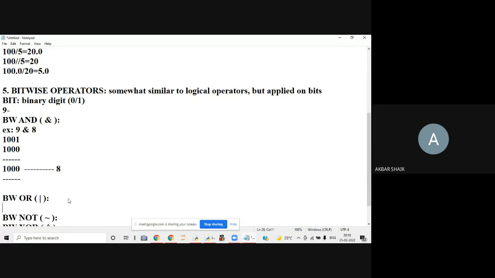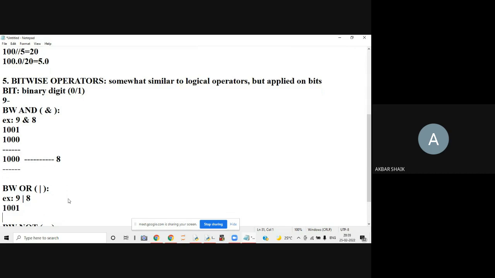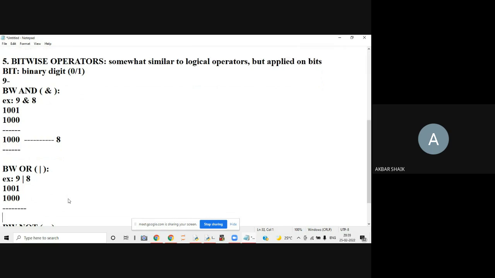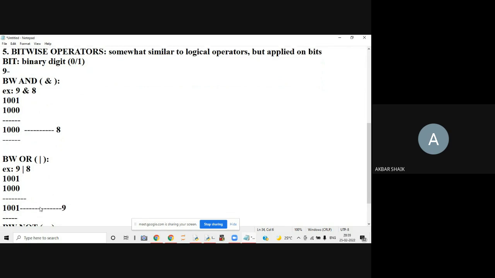Next, I want to apply the same example for bitwise OR. Okay, so 9 bitwise OR 8. 9 is 1001, 8 is 1000. So how can we do this? Already we know logical OR. Logical OR is if both are false, then only false. Here both are true, then both false, false, and true. So what is the value for this? The value is 9. So this is the result for bitwise OR.